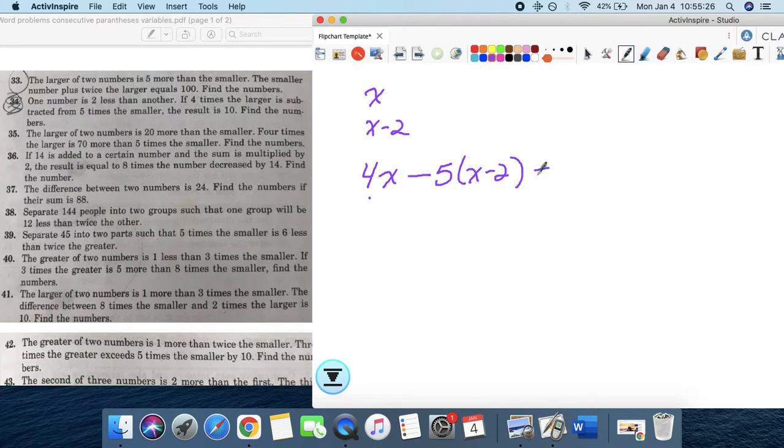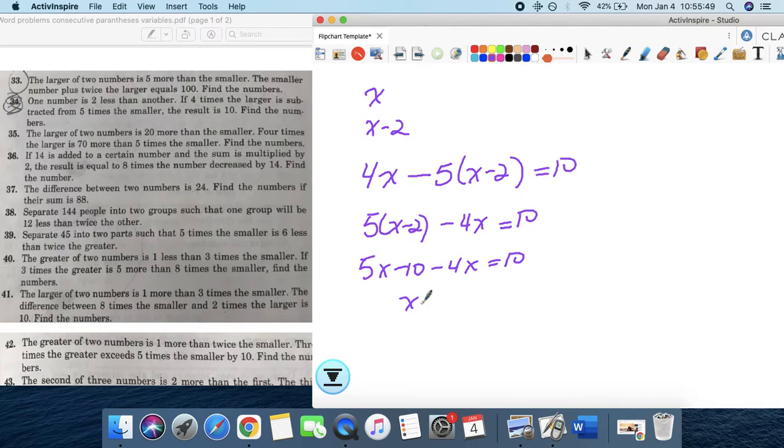The result is 10. Now, I don't know if you were listening to what I was talking about when I was talking to Ryan. If you guys remember, subtracted from, those two words together, not subtracted, but subtracted from, means that we have to make a little switcheroo here. These two have to switch places. Okay? And I said I wouldn't do this, but I guess I am. So x minus 10 equals 10, and x equals 20. So one number is 20, and the other one is 18.